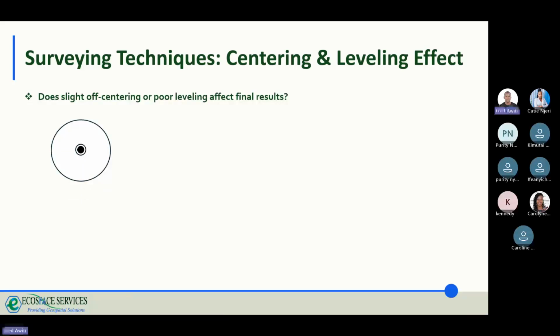So on the screen, I have a drawing. This is assumed to be a beacon. So the black dot is where the nail is.